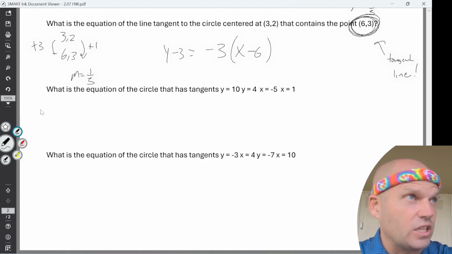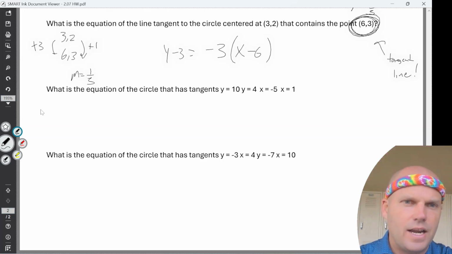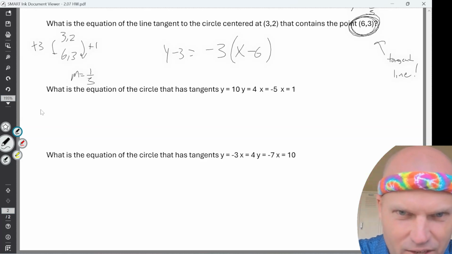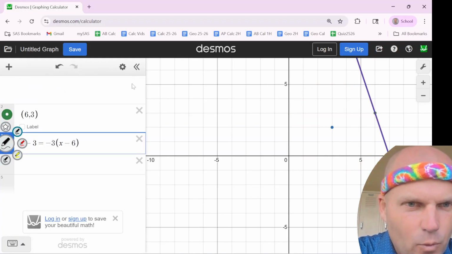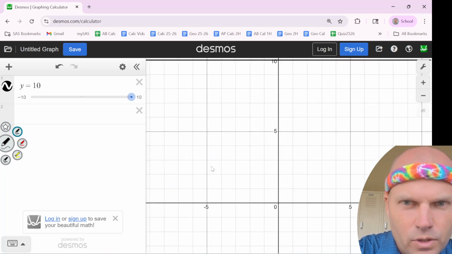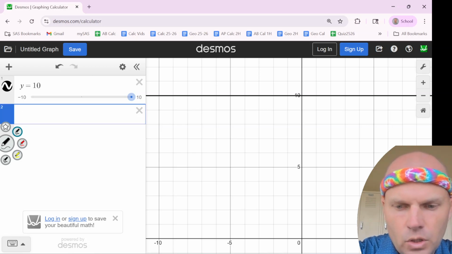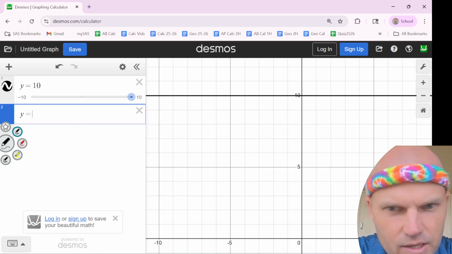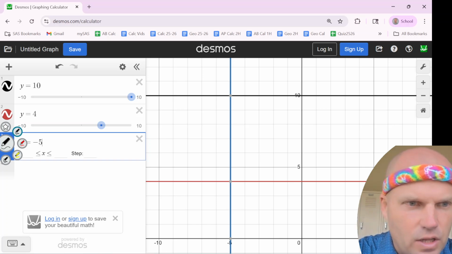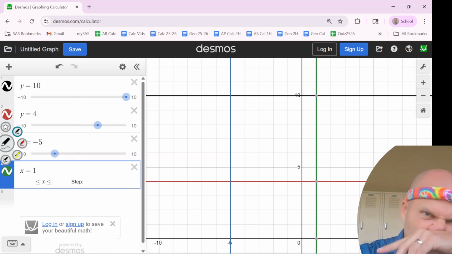Now, that brings us to the last two questions, which students have the most difficulty on. What if I give you that a circle has tangents at y = 10, y = 4, x = −5, x = 1? Well, what I'm going to do is actually graph these in Desmos just so I can see what that looks like. Just double checking, y = 10 is a horizontal line. y = 4 is a horizontal line. x = −5 is a vertical line. x = 1 is a vertical line.